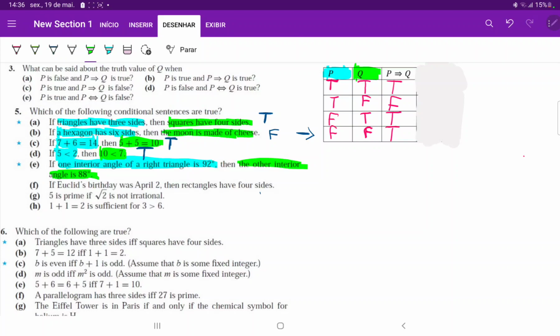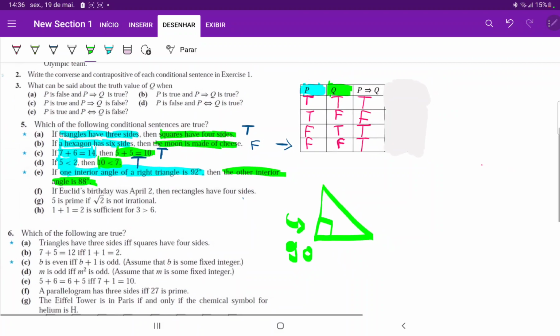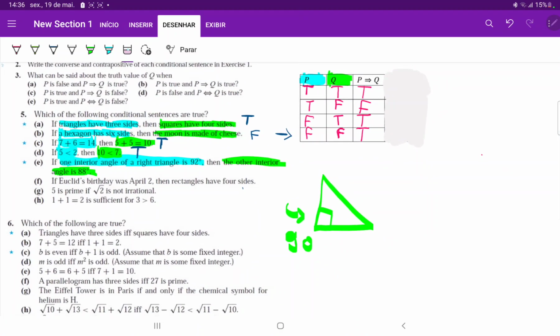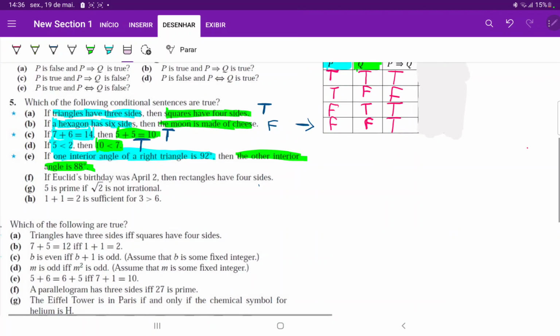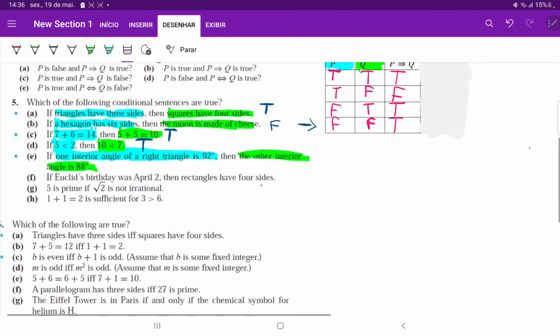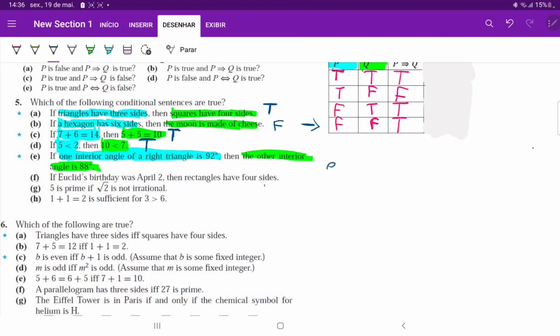So P: if one interior angle of a right triangle is 92. Well, this is false because a right triangle is a triangle with one angle of 90. So it must mean that the other two angles add up to 90, in order for the total to be 180. So it's impossible for an interior angle of a right triangle to be 92. So for E, we have that P is false. And let's see Q.